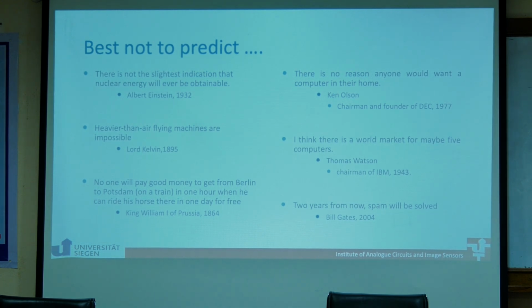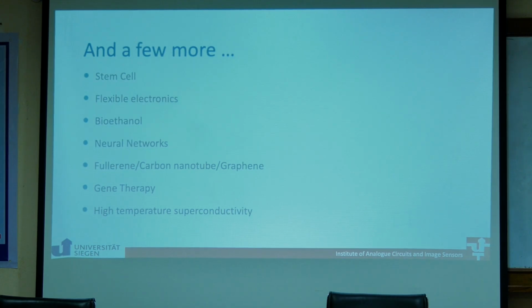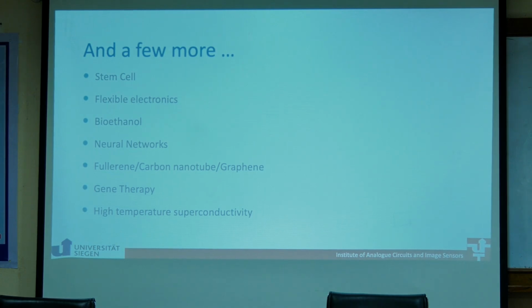Let's look at the scientific prediction which went wrong. Stem cell, flexible electronics. Well, we have predicted it will exist, should have been there by now. We are still fixed electronics. We don't have foldable electronics. 10 years ago, they were saying bioethanol is where all the cars will run.